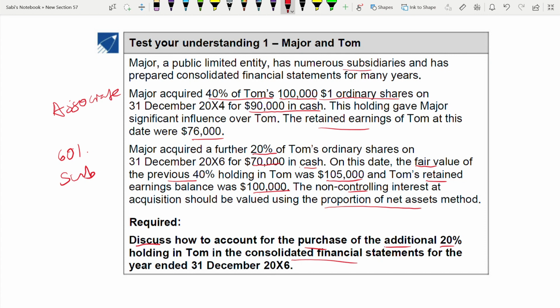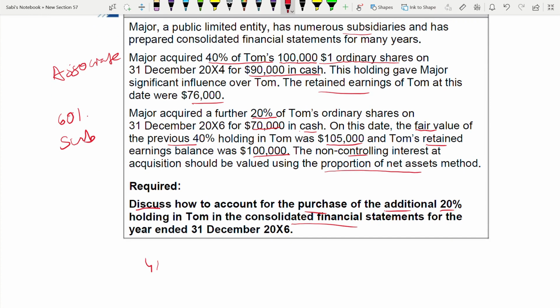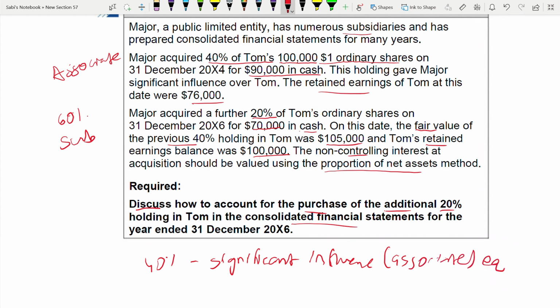So how do you start answering this question? We all know we'll calculate goodwill, but exactly how to start? You have to talk about 40 to 60%. You have to say when it was at 40%, it was significant influence, which means no control, and it's an associate. So you have to use the equity method, equity accounting. You have to mention this.